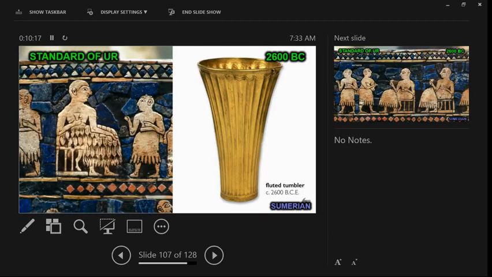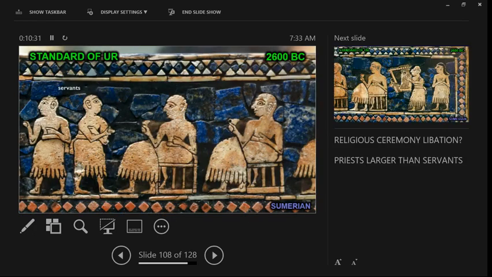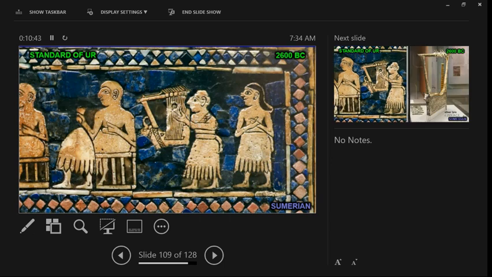They have found cups from the site that the standard of Ur was found. So the thing that he's holding is found at the same place where this was found, the whole standard of Ur. And we have servants here on the left and high officials or elites on the right. And then we have musicians over here on the right side. Most likely a lyre player and a singer.